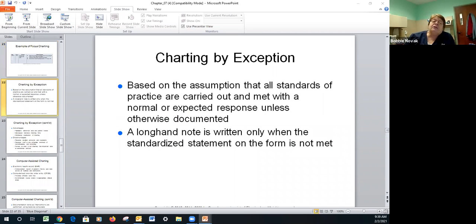And then this one, charting by exception. If you work in long-term care, this is probably how you're going to chart. All right. This is based on the assumption that everything is within standards of practice. Everything is normal and carried out and met with normal expected response unless we document.